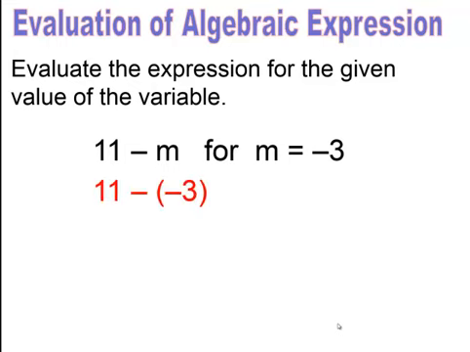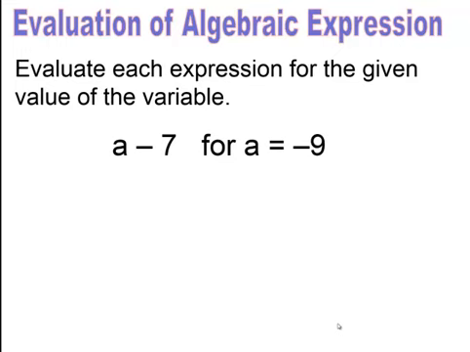So in this case, you should plug it in. You see that double negative changes to a plus, and then you add and you end up with 14. Pause and try. So when you plug in negative 9 here, you end up with same sign. You're going to add and keep the sign. So you should have gotten a negative 16.